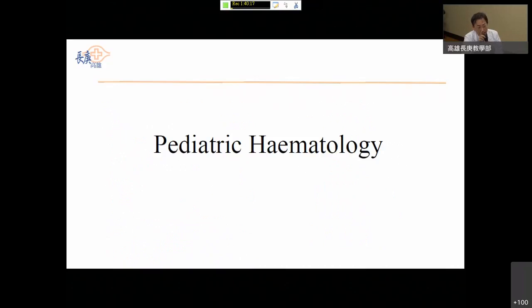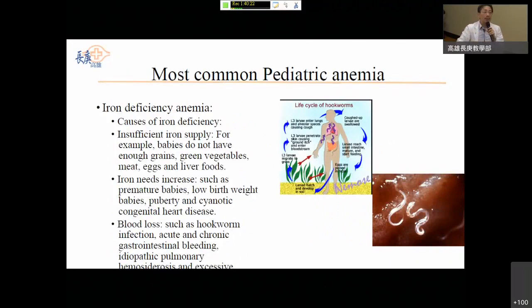Okay, so let's move on to pediatric hematology, okay? The most commonly seen pediatric hematological disease is anemia, okay? Anemia. And the most commonly seen pediatric anemia is iron deficiency anemia, okay? Iron deficiency anemia. This is caused by the deficiency of iron, okay? Insufficiency of iron supply. Or the baby has an increased need of iron, okay?